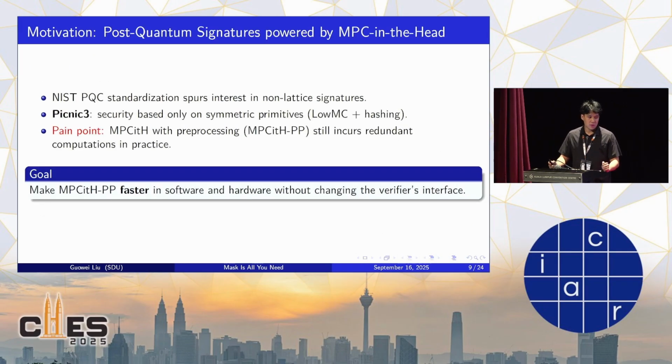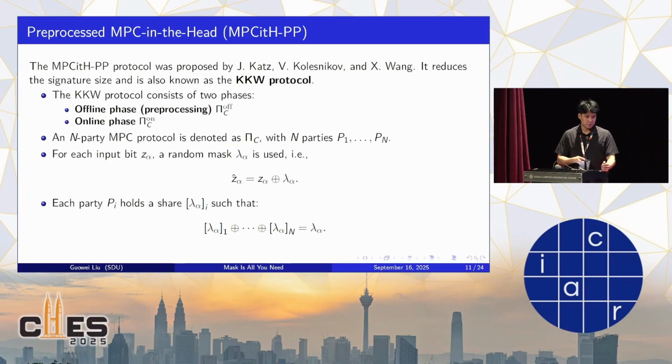Our motivation is that the PQC standardization sparks interest in non-lattice signatures, and Picnic has security based only on symmetric primitives, which means the LowMC encryption and the hash function. But there is a pain point: MPC in the Head with pre-processing still incurs redundant computations in practice. So our goal is simple: to make MPC in the Head pre-processing faster in software and hardware without changing the verifier's interface. So here is our method.